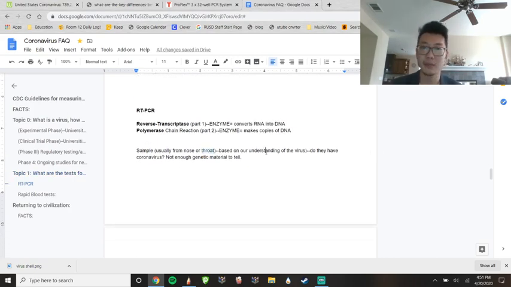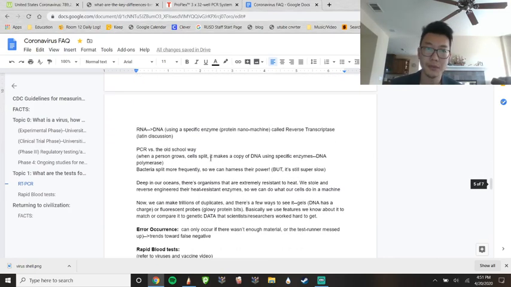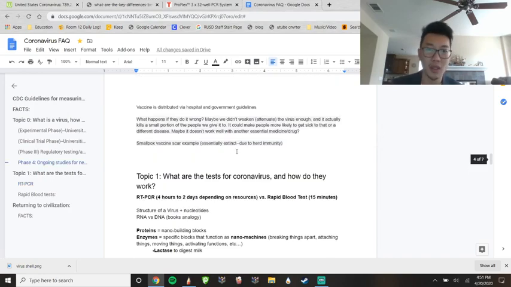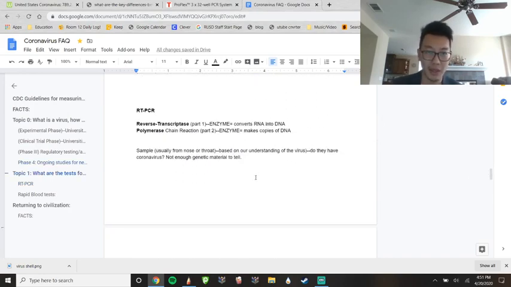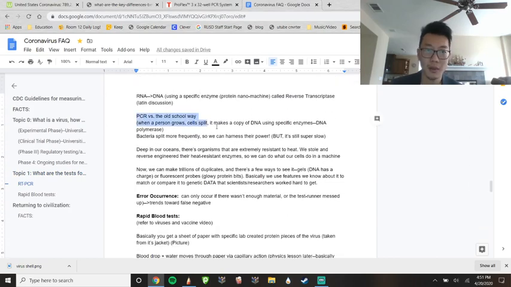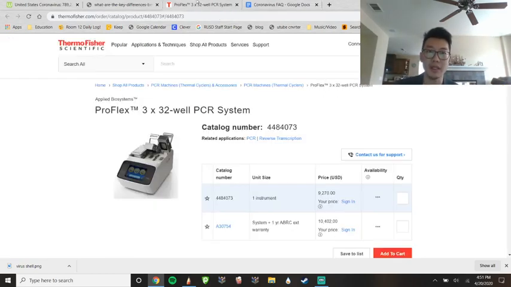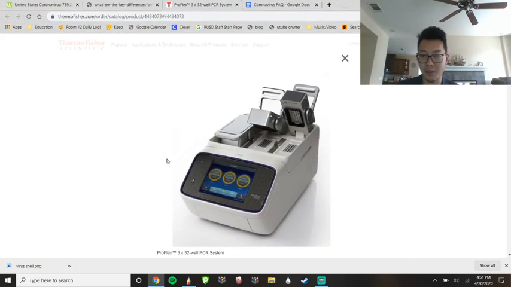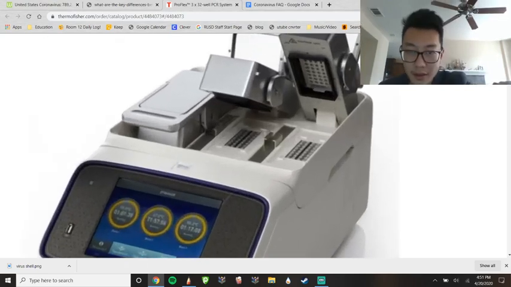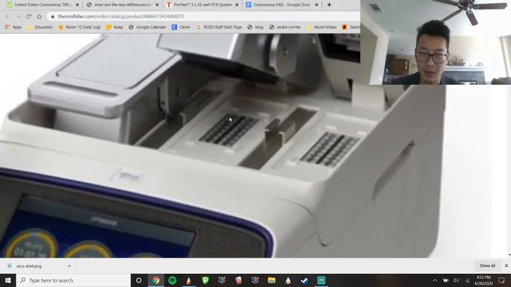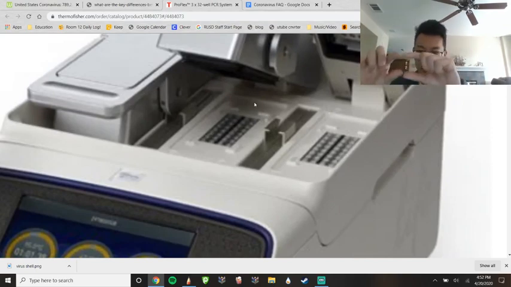So we take the sample, and there's not enough. This is a process to make more of it. We use reverse transcriptase, RT, to change the RNA into DNA, because we can't really make copies of RNA without it breaking down. Then we have PCR. What is PCR? Well, it's basically this big machine, and I'll talk to you about how it works. This big machine has these little slots. It's a metal plate with little slots where you can put little tubes of liquid inside.